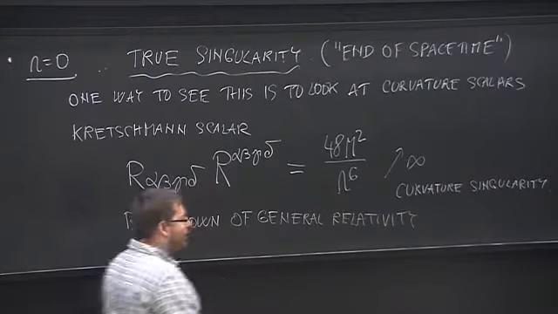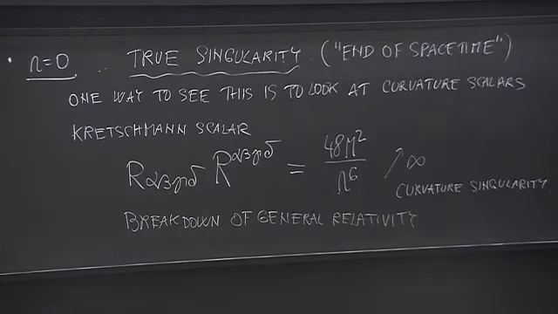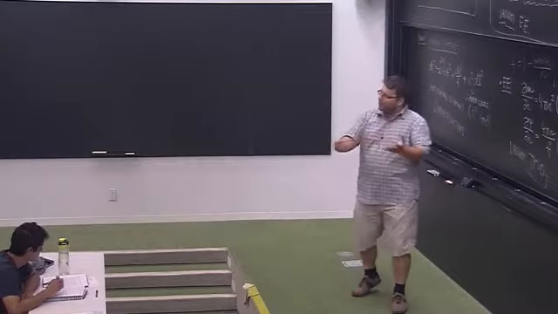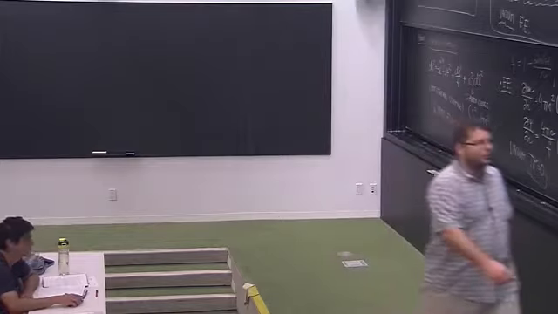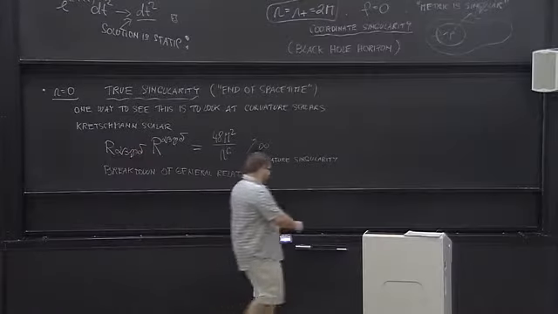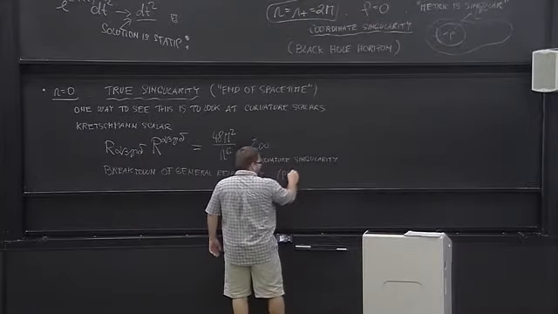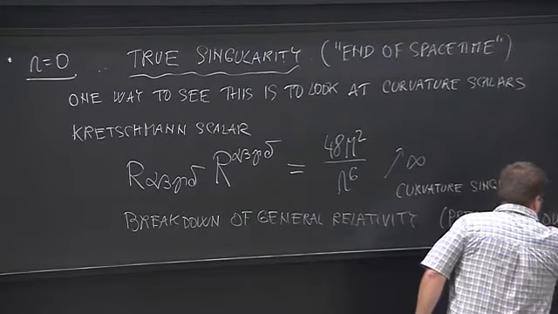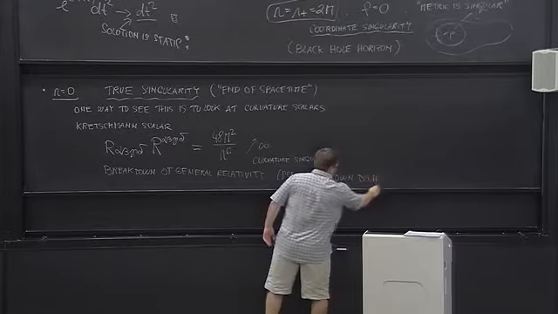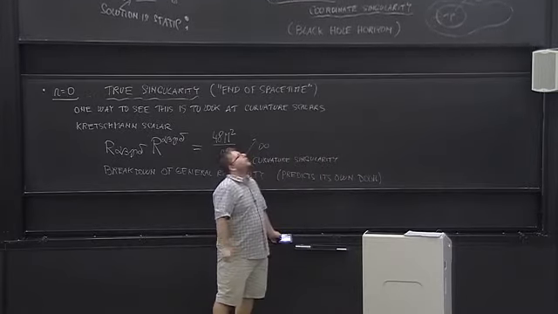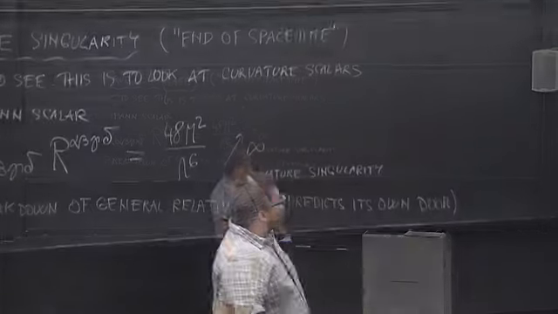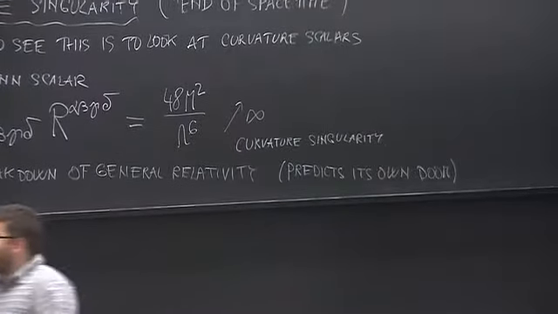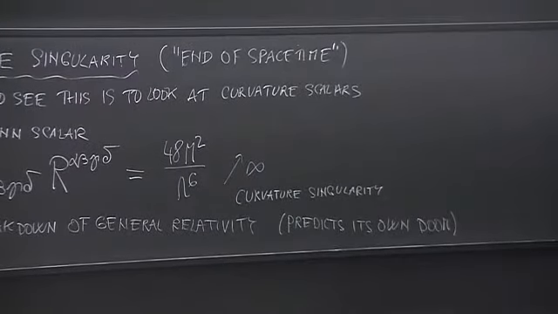But at the same time it's very good, right? Because you don't need any other theory to tell you that general relativity is wrong. General relativity tells you itself that it's wrong. So GR predicts its own doom, which is quite nice, right? The theory itself tells you, well, I'm actually inconsistent. You cannot trust me.